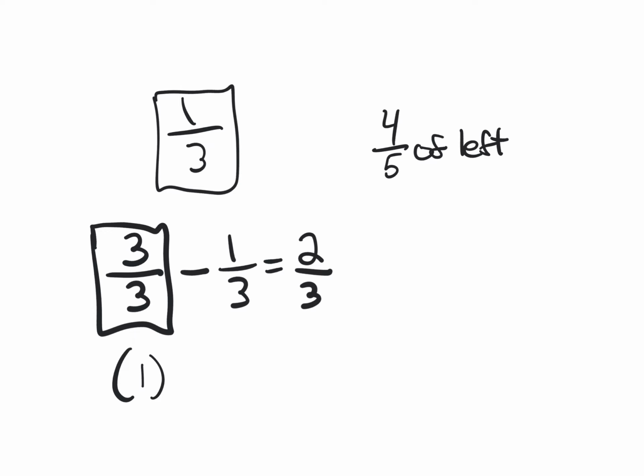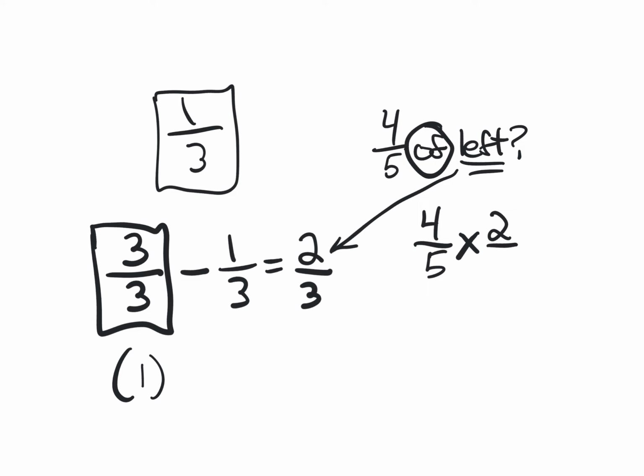Now, if our friend eats 4/5 of the leftovers, that means we're going to rewrite 4/5, but instead of writing the word of, we're going to use the multiplication symbol. What was left over? Well, how much was left over? The 2/3 was left over. And now we just do it. Go straight across the top, straight across the bottom. 4 times 2 is 8. 5 times 3 is 15. So our friend ate 8/15 of the pizza.